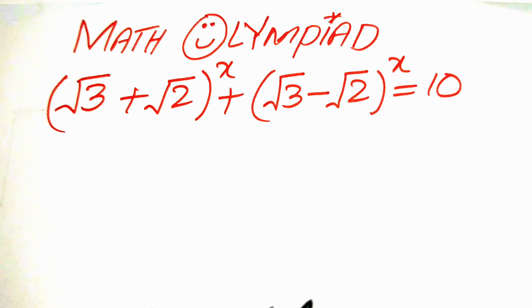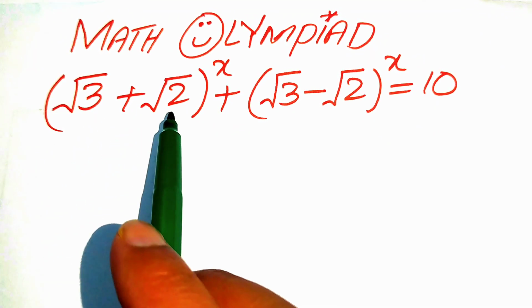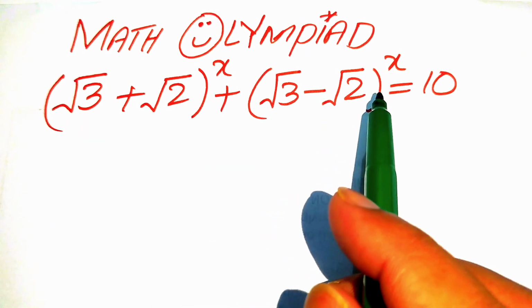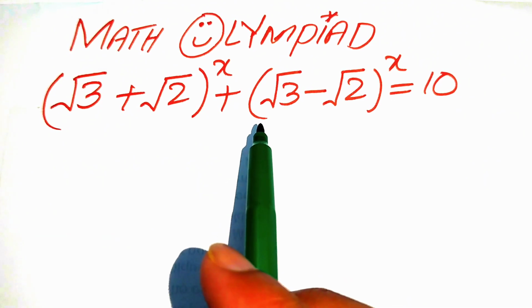Hello everyone, welcome to solve this math Olympiad algebraic problem. Here we have (√3 + √2)^x + (√3 − √2)^x = 10, and we solve this problem for the values of x.